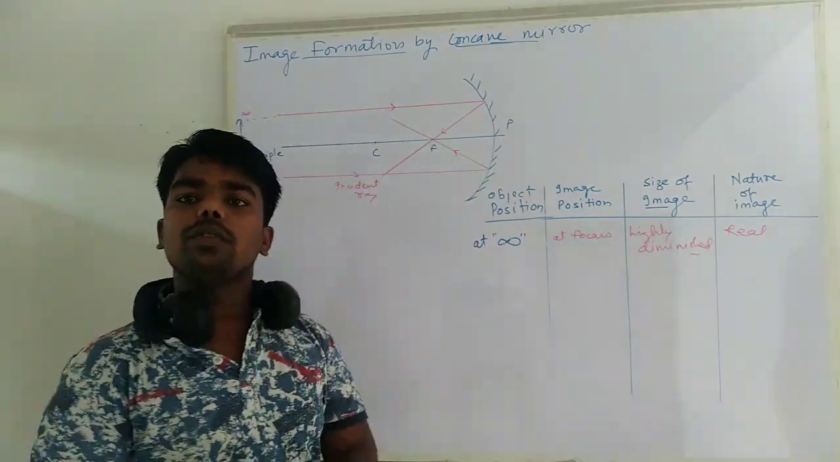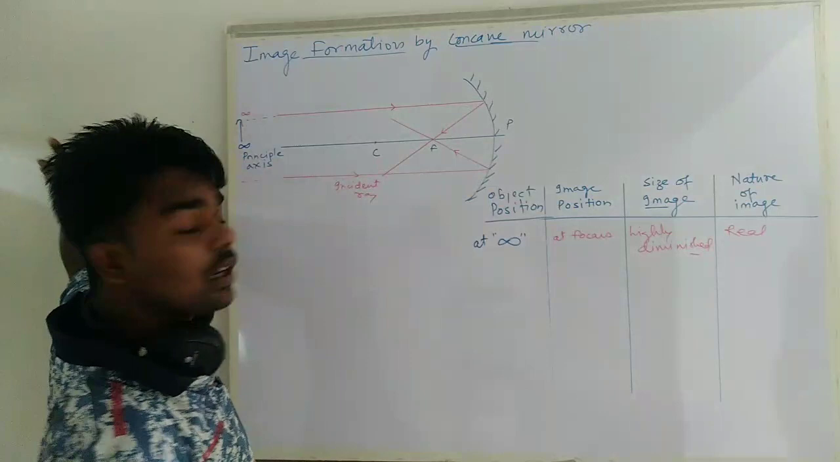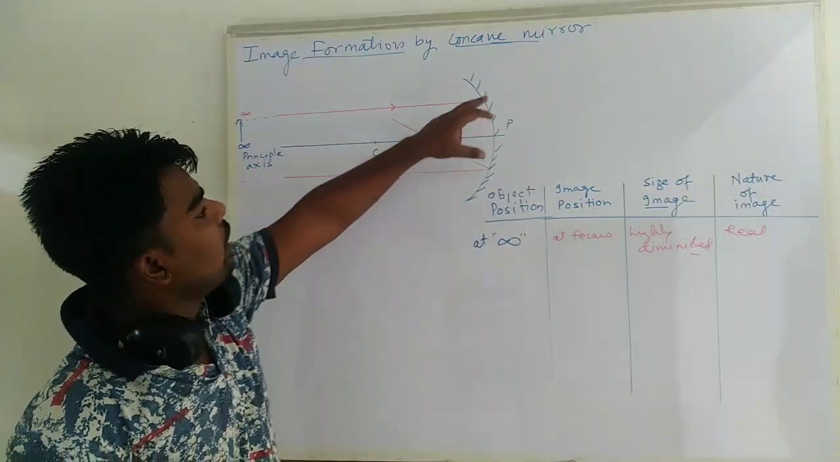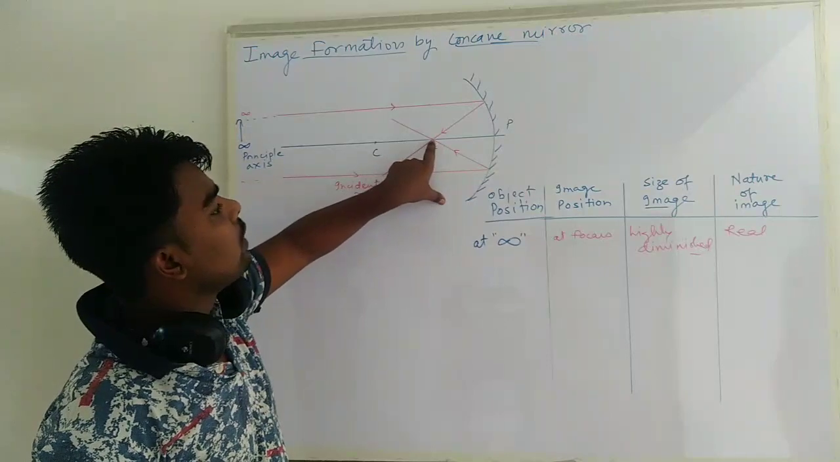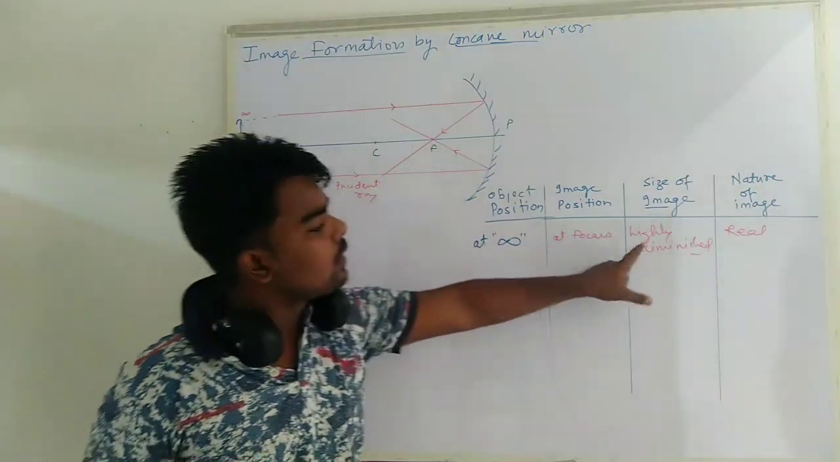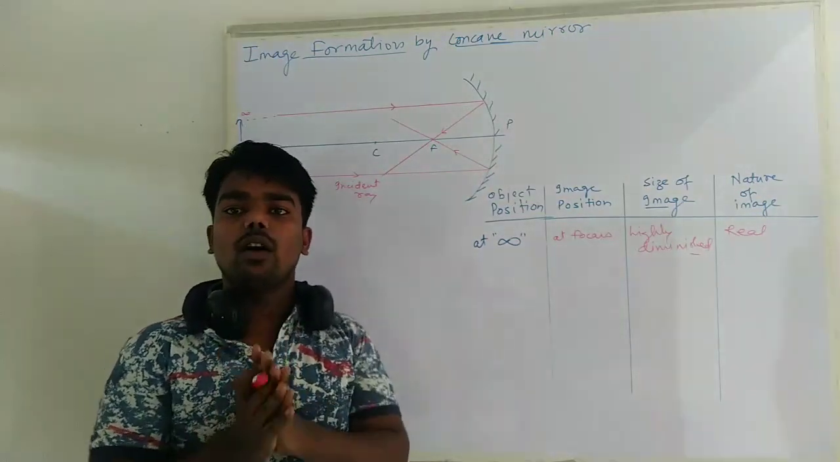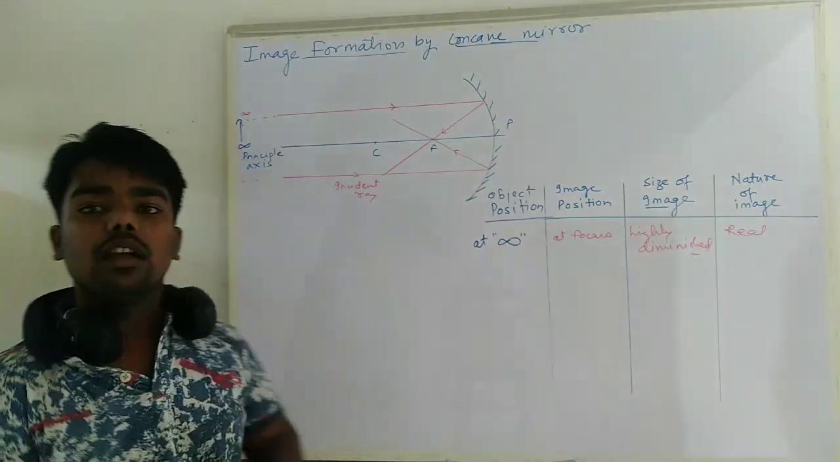So that was the very first case. If the object is placed at infinity, its image will form at focus, and that image will be a real image. And what will be its size? Highly diminished. Okay, that is the very first case, if the object is kept at infinity.